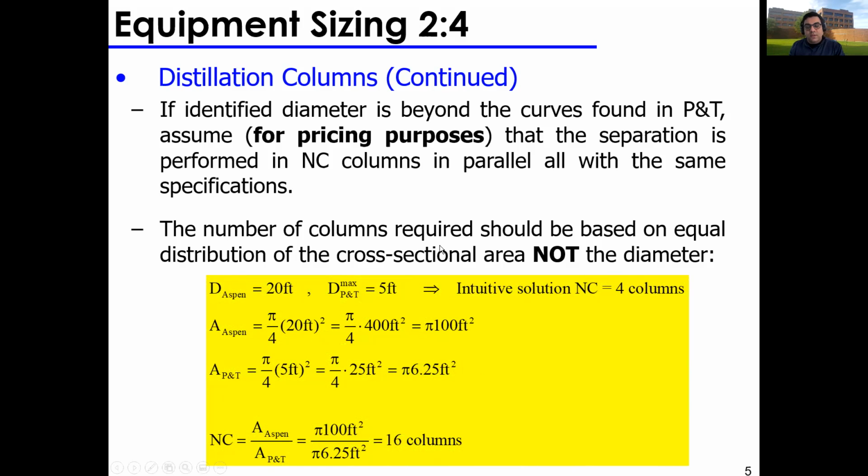And just another thing, it's important to remember this: the number of columns required. If you want to split the distillation into a number of different distillation columns, you should not split it based on the diameter. You should split it based on the cross-sectional area. And this is sort of an advanced, I guess not advanced, but unconventional or special case for dividing distillation columns.